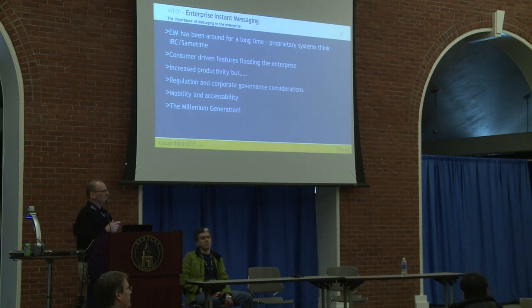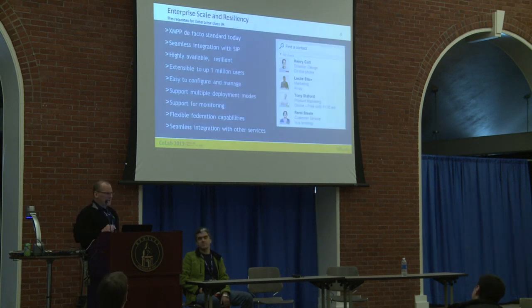ubiquitous and extremely pervasive. So what I'm going to do now is I'm going to turn this over to Alex, and Alex is going to talk a little bit about what you need to actually have an enterprise scale and resilient IM application, and then talk a little bit about what we're doing in 4.6 to enable that, and some of the things that you'll see as we move forward with the development of our technology. So, Alex.